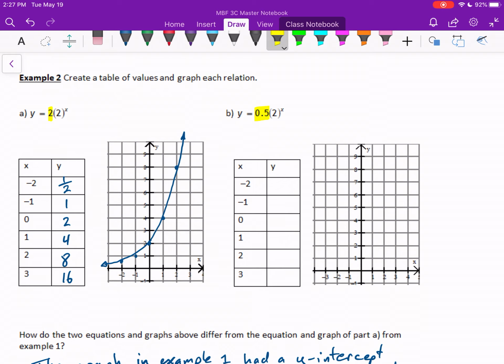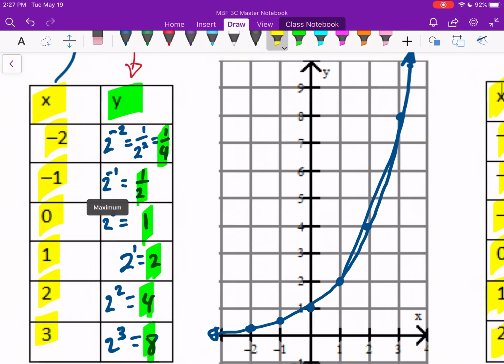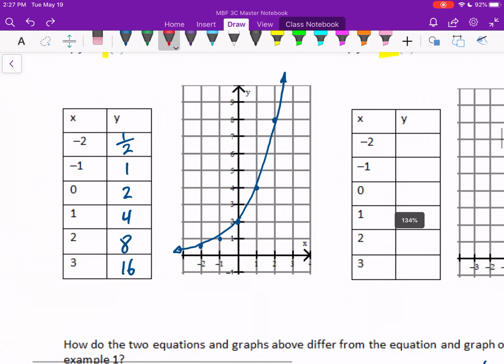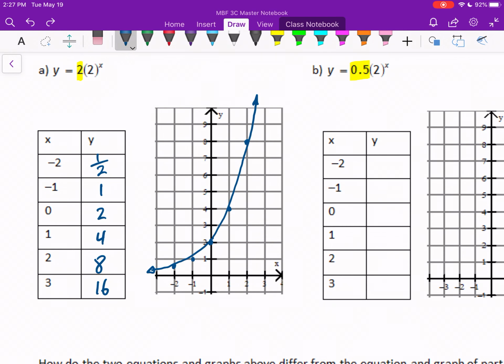So in other words, when x was -2 in this one, I got y equals 1/4. Now I'm going to multiply that by a half, which is the same as dividing by 2. A quarter divided in half actually becomes an eighth. So now we're getting smaller numbers rather than bigger ones like I did in part A of example 2.